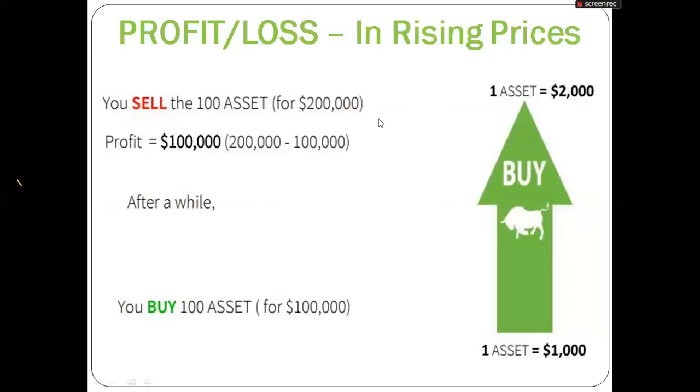All right, thank you. Profit or loss. Now, like I said before, if you sell 100 assets for $200,000, pay attention. What it means is that one asset is $2,000. 100 assets, 200,000. One asset, 2,000. Is that clear? If you sell 100 assets for 200,000, it means you're selling one asset for $2,000.